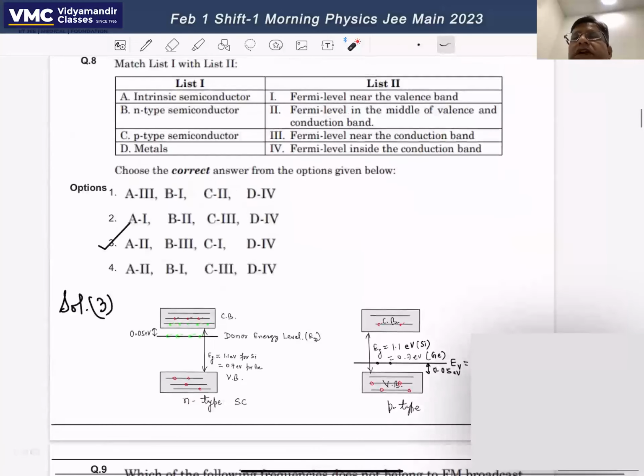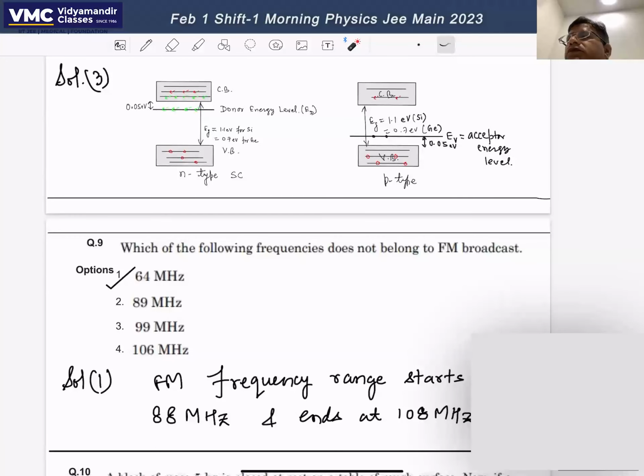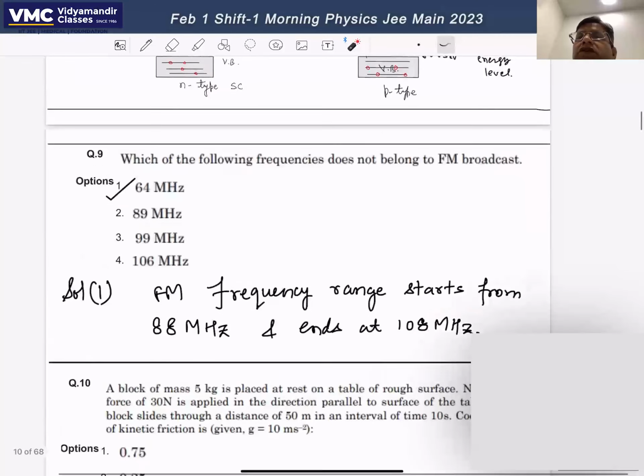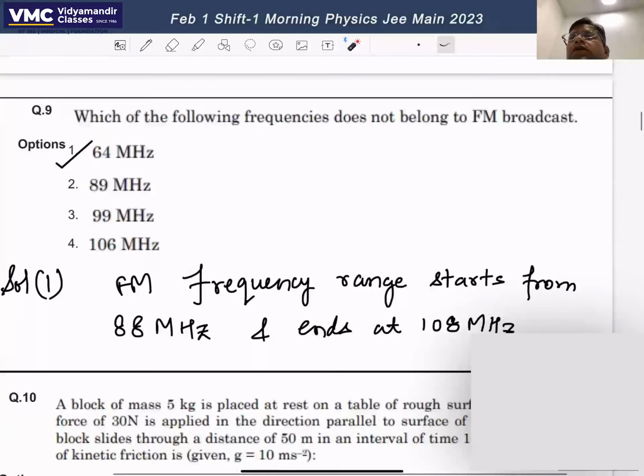Question number 8 done. Next, question number 9. Question number 9 says: which of the following frequencies does not belong to FM broadcast? For FM broadcast, the range of frequency varies from 88 megahertz to 108 megahertz, and 64 megahertz is out of this range of frequency for FM. So it doesn't belong to FM broadcast. So the first option, 64 megahertz, will be the correct option.